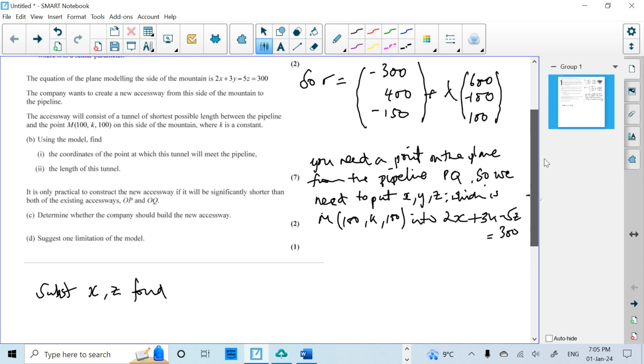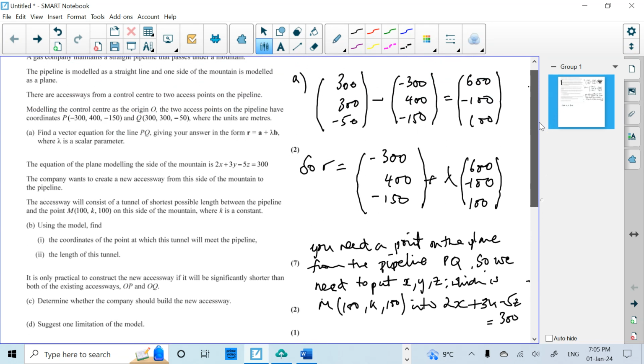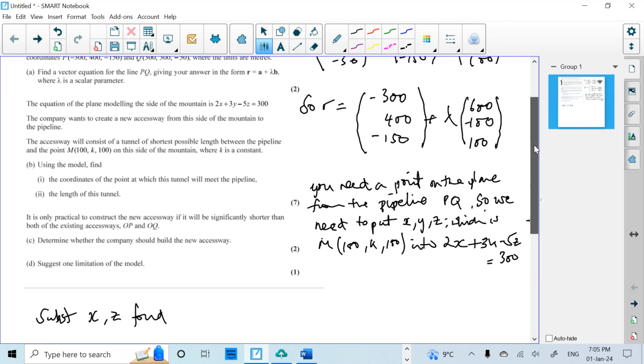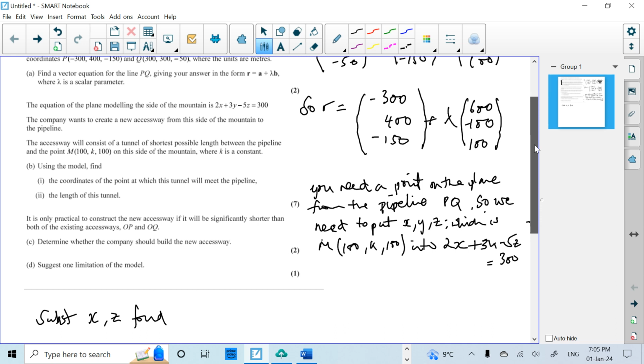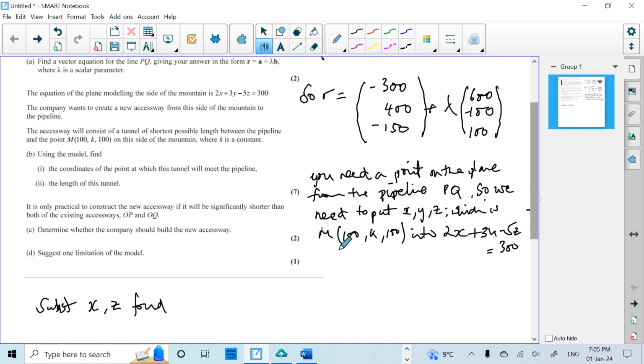Yeah, that's right. 2x. So I got 2 times 100. Sorry, M is 100, k and 100. So we're going to find k. So we're substituting M, the value of M. Apologies, we're substituting M, not B. We're substituting M 100, k and 100. So this is what we're going to substitute in here, this and this, and we're going to find k. So substitute x, y, and z. So I need to change that. Apologies, all in real time here. We do make mistakes sometimes, but we correct ourselves.